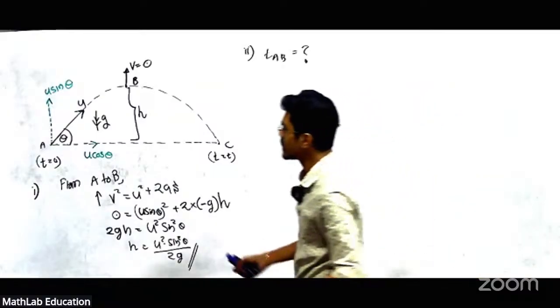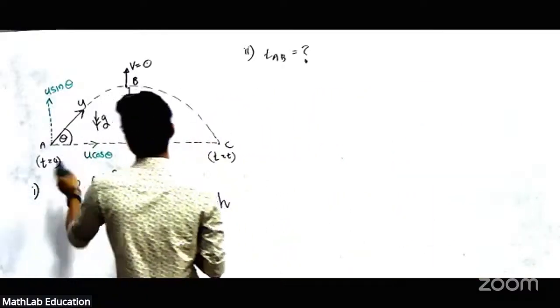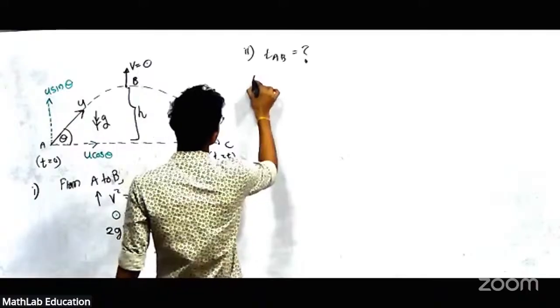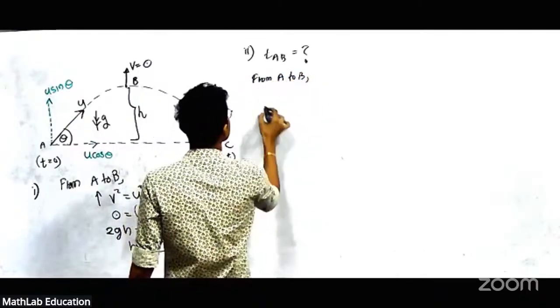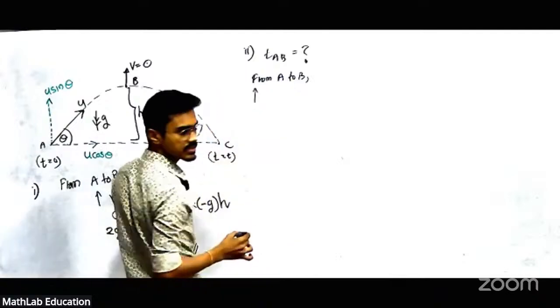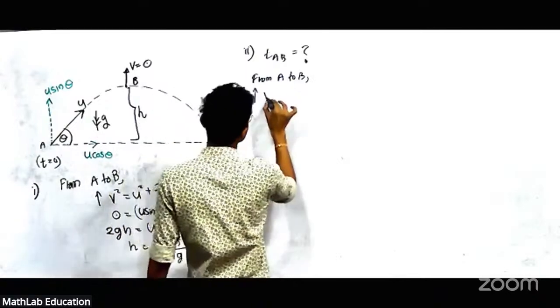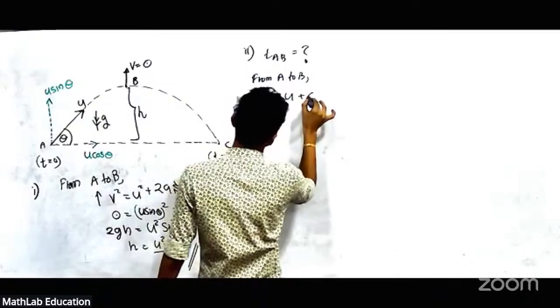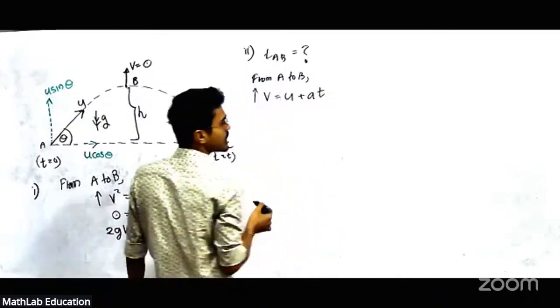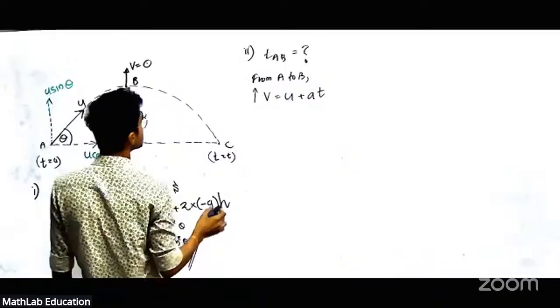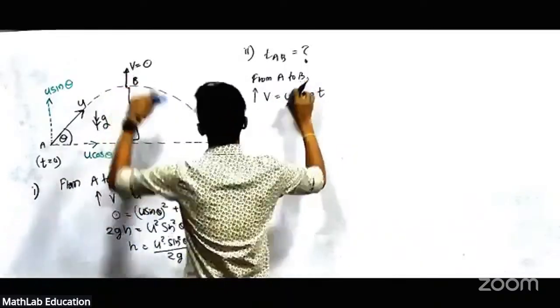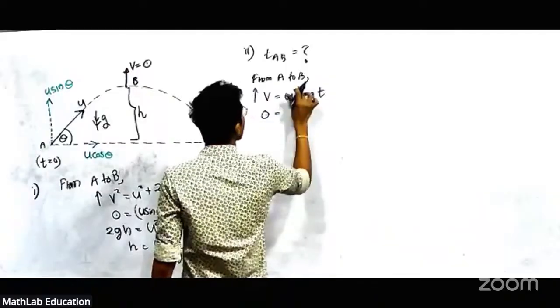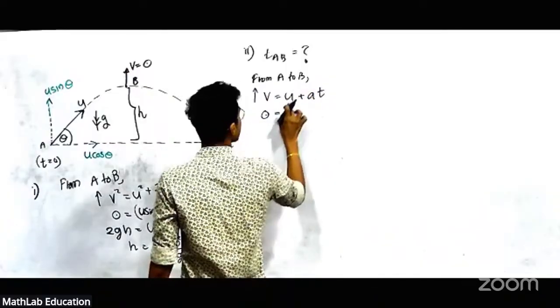Now from A to B, this is my section. From A to B, the direction is vertically upwards. V equals u plus at. Apply this and find out the time. Final velocity is the velocity at B. Final vertical velocity at B is 0, known.